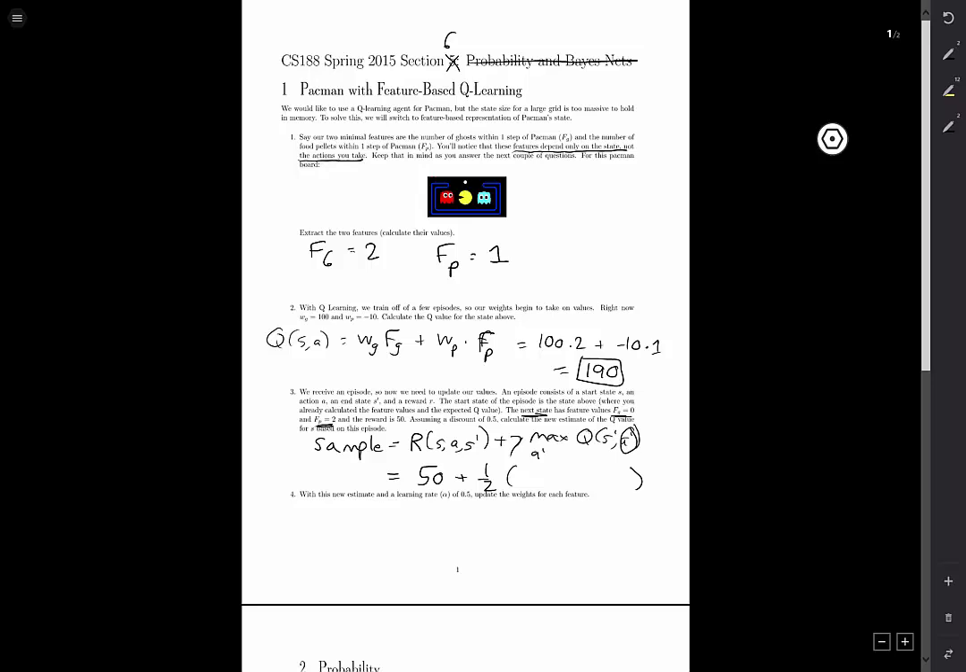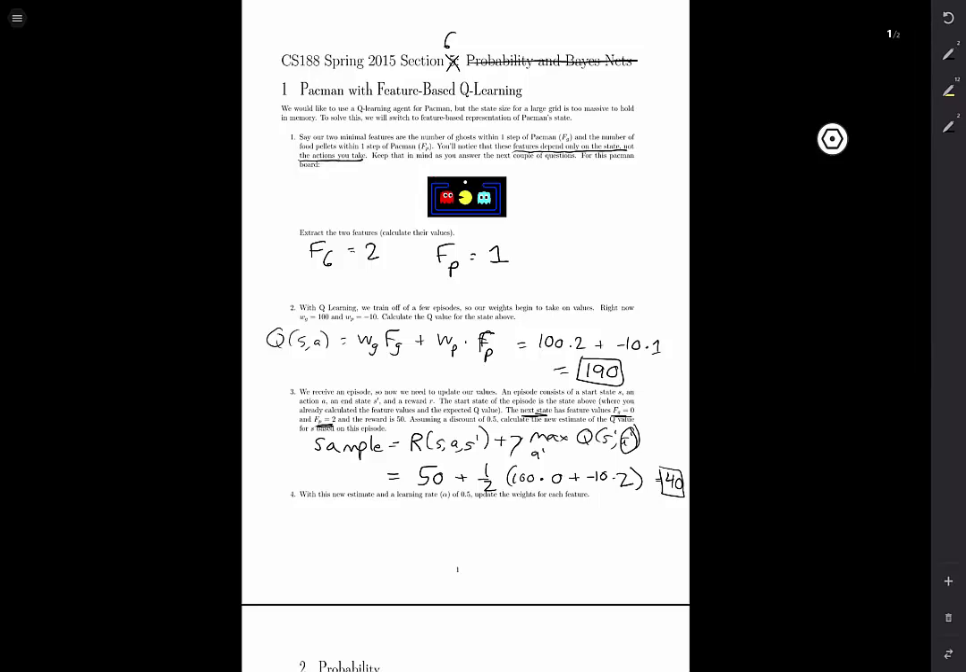Therefore, we actually know the max Q value, and it's going to be the weight WG, which is 100, times FG at the new state, which is 0, plus the weight WP times whatever FP is, which right here is 2, and this will give us 40. Note here that the Q value only depended on the state, because the features only depended on the state, but in general it could depend on the actions. This just happened in this specific example.